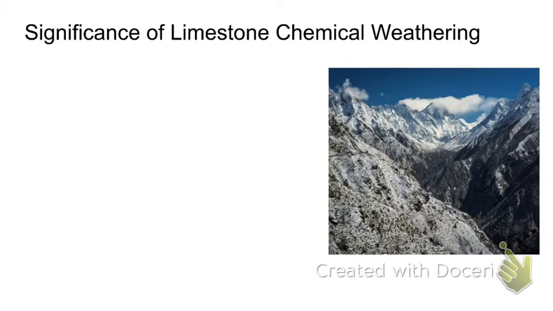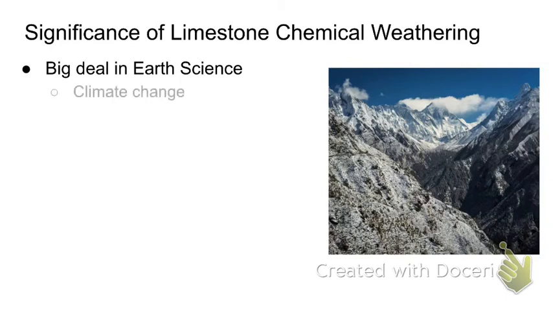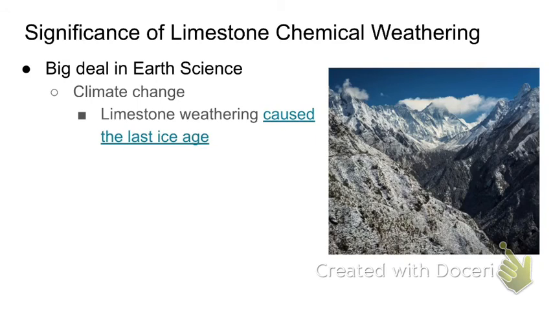Significance. This reaction of limestone weathering is a very important reaction that's going on in earth science for a lot of different reasons, but a couple of them would be climate change. Now, believe it or not, this limestone weathering has been responsible in the past for changing the climate. One example is that weathering of rock caused the last ice age. So this is the one that we experienced. The end of it maybe like 10,000 years ago, the start of it probably 1,000,000 years ago.